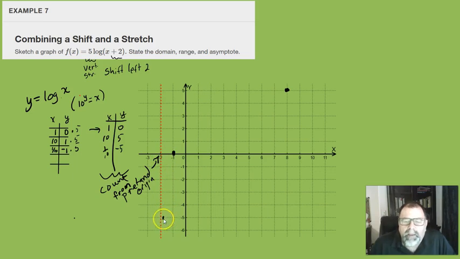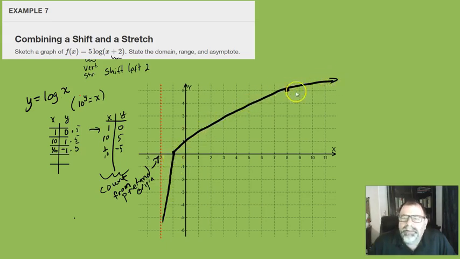And then I'm going to make that logarithmic curve, right, as best as I can. That's not very good. It should be smooth. There shouldn't be that sharp elbow there. But anyway, hopefully you got the idea. So y equals log base 10 of x plus 2, then times 5. Let me try that again.